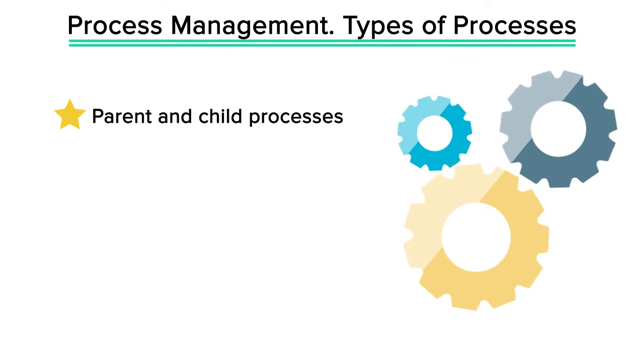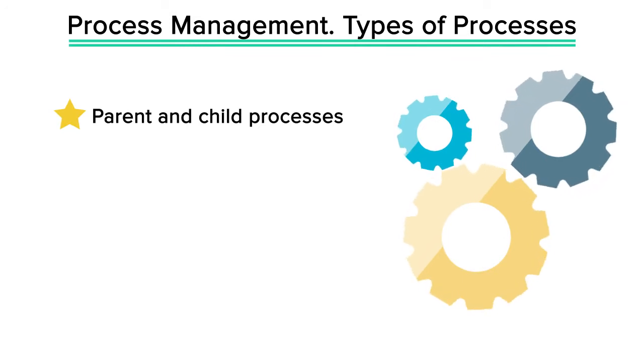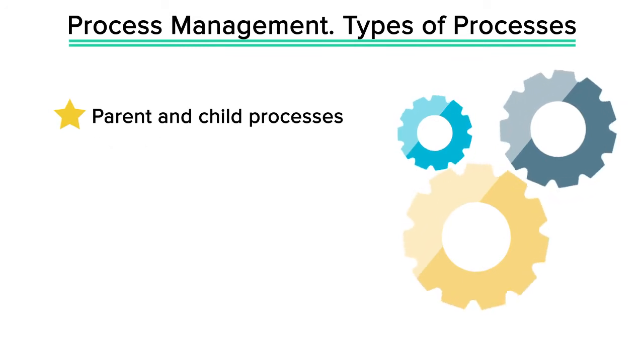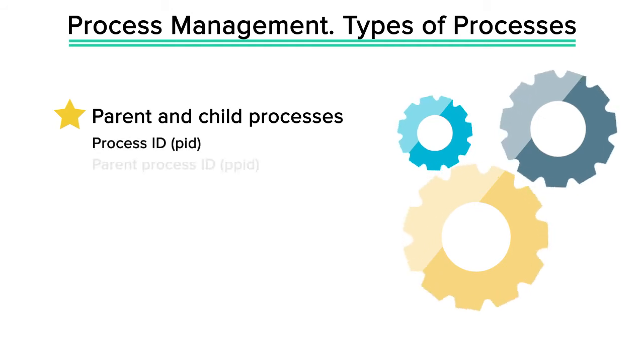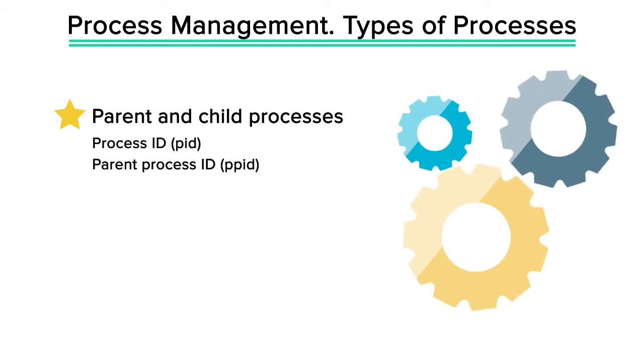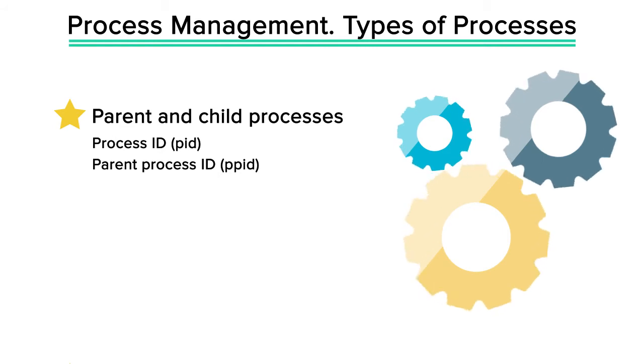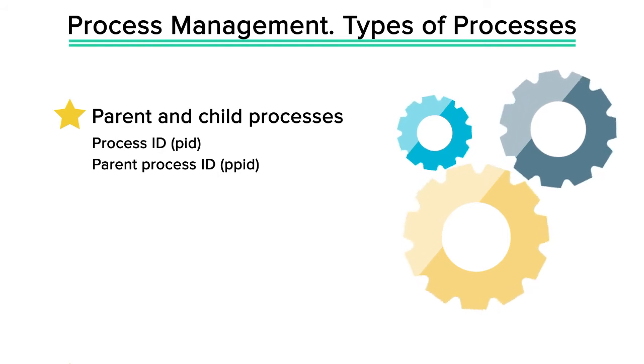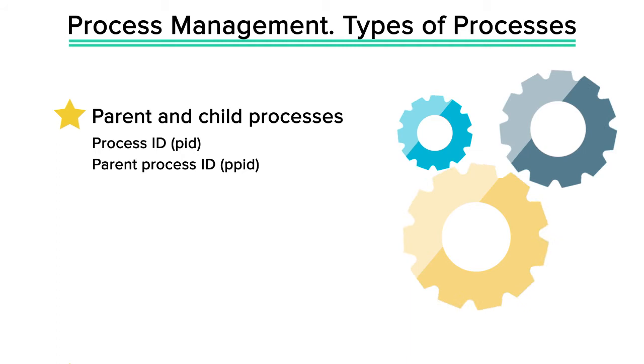Parent and child processes. Each Unix process has two ID numbers assigned to it: process ID, PID, and parent process ID, PPID. Each user process in the system has a parent process. Most of the commands that you run have the shell as their parent.